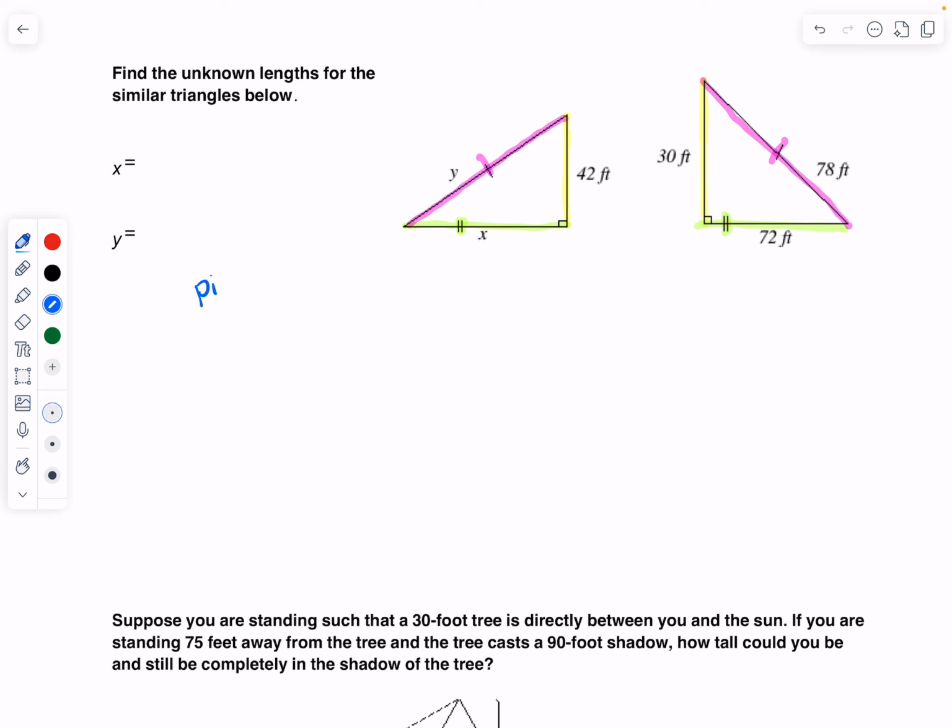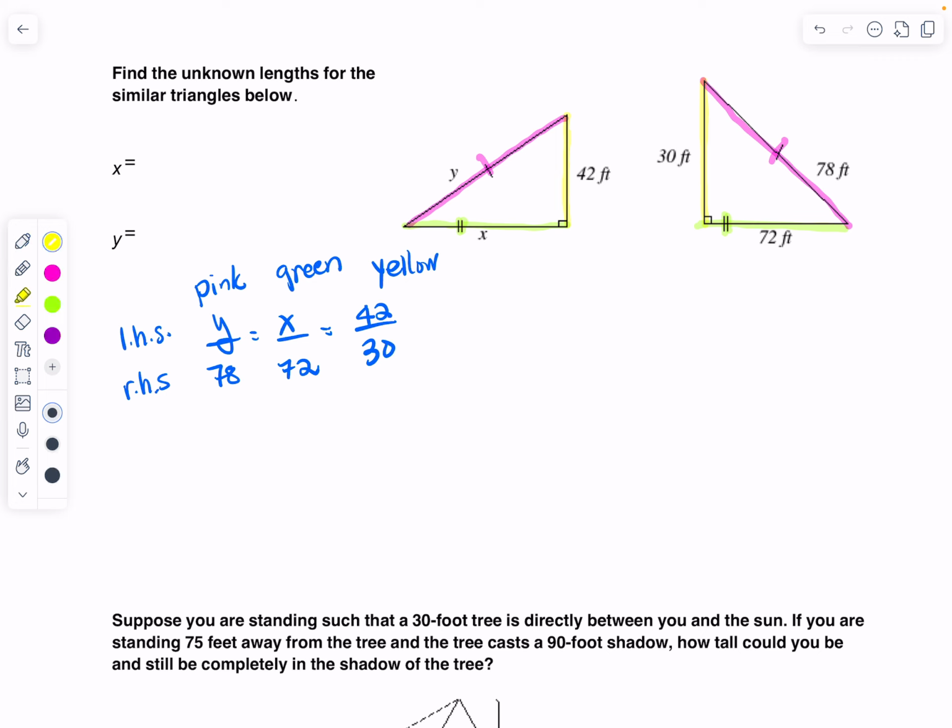Pink is going to be y over 78. So I'm going to do the left-hand side triangle over the right-hand side triangle. Okay, and then I'm going to do green. So x over 72. And then I'm going to use yellow, which is 42 over 30. Okay, so I'm going to have to use this 42 over 30 to be able to find x and y.